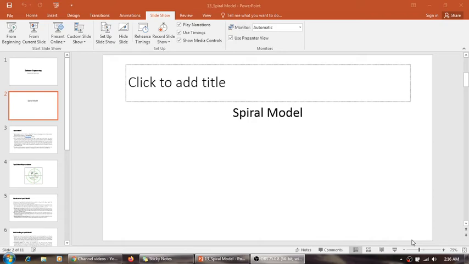Good morning, students. Today we are going to discuss the next model in a row, that is the spiral model. Prior to this we have done the waterfall model, which was used when the requirements are initially well known. Then we did the prototype model, which was used when the requirements are not clearly understood.